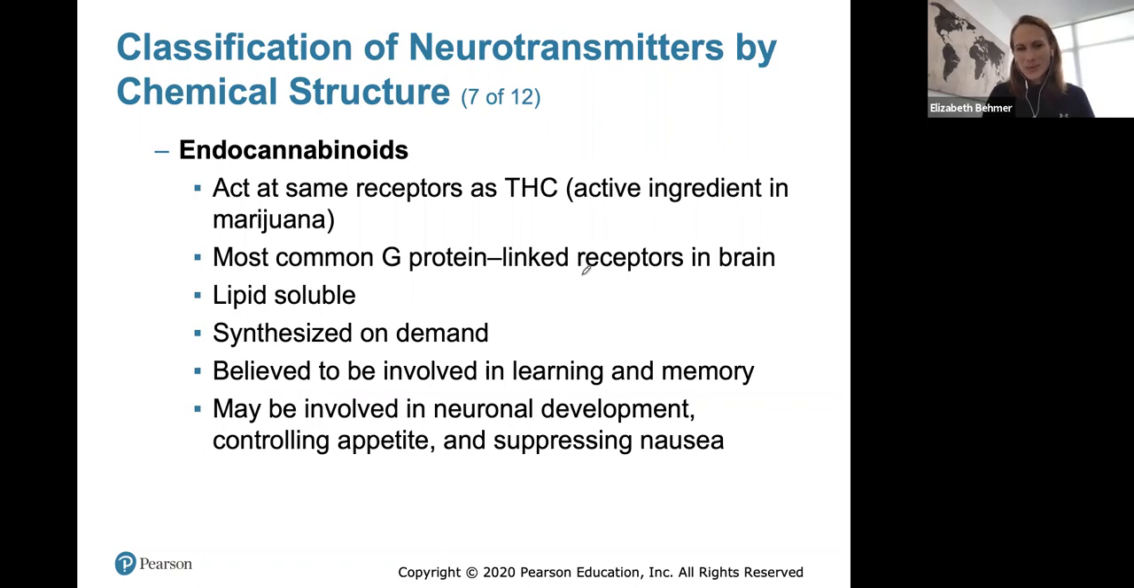Endocannabinoids are lipid soluble. These are believed to be involved in learning and memory, and they may be involved in neuronal development, controlling appetite, and suppressing nausea. They act at the same receptors as THC, which is the active ingredient in marijuana. So this is why a lot of marijuana is very legal, especially in medical uses, because it helps to suppress and control nausea or control appetite. So often they'll use marijuana or the active ingredient, this neurotransmitter, in patients undergoing chemotherapy, who it's hard for them to eat because they're nauseous all the time, to be able to eat.